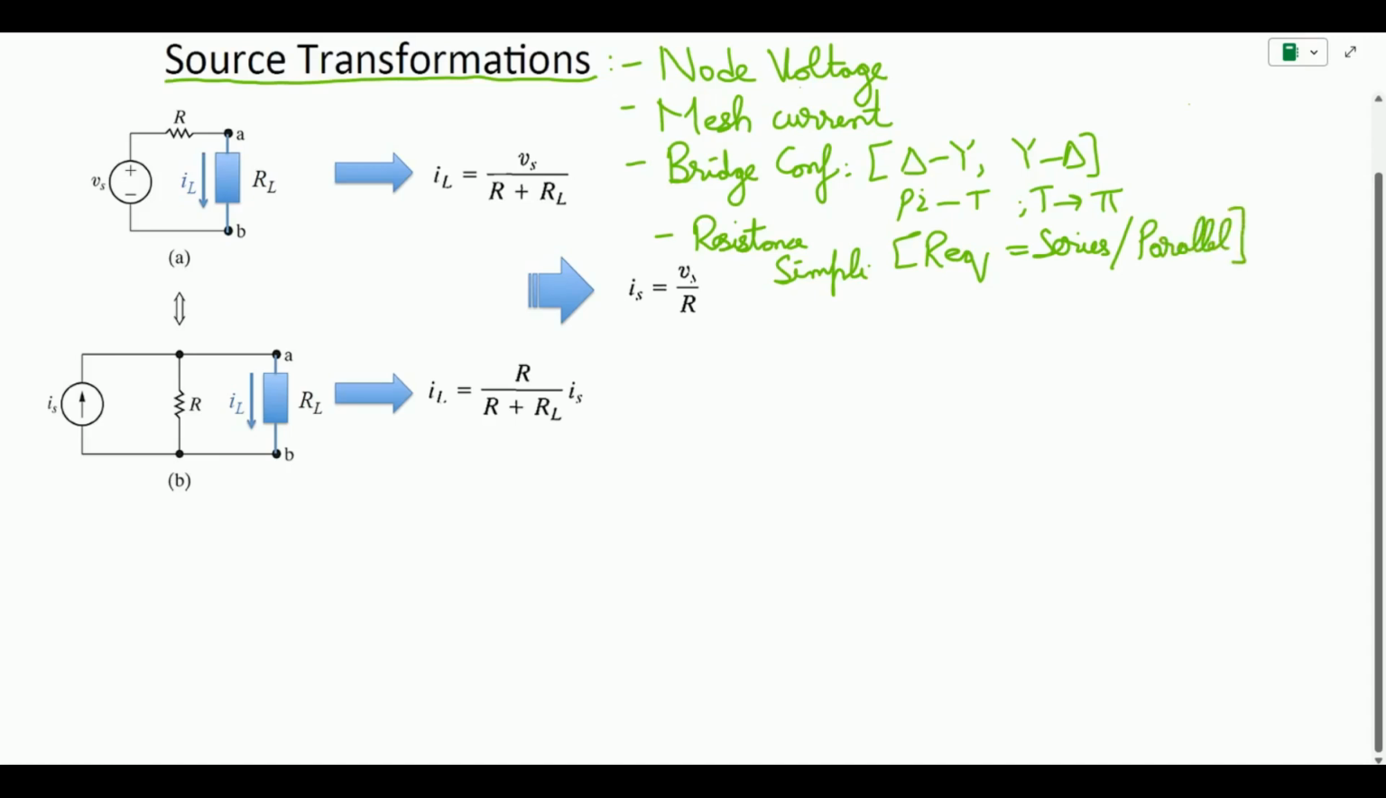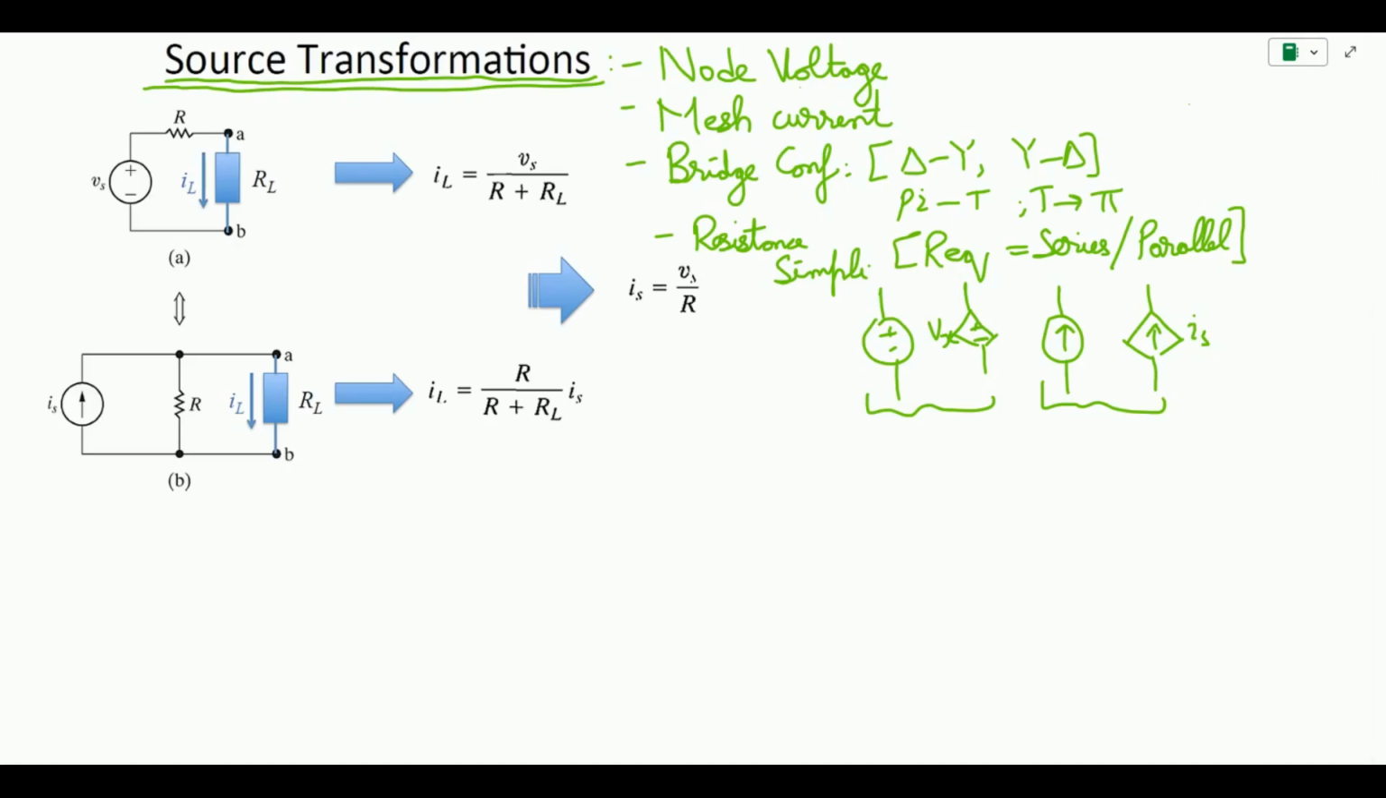So these powerful techniques are available to us, but we want to add more to our knowledge base, and we now look into another technique which is called source transformation. The idea behind source transformation is what to do if we have multiple sources, independent or dependent, available in a circuit. We can have dependent or independent voltage sources, whether voltage controlled or current controlled, or independent and dependent current sources. So how do we deal with those complex circuits, or how can we simplify them for our analysis?